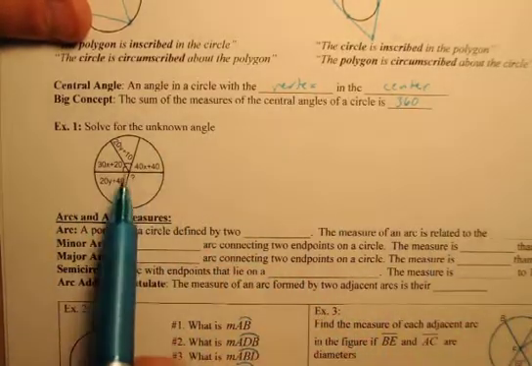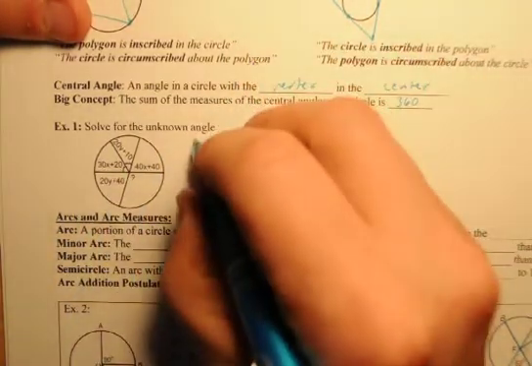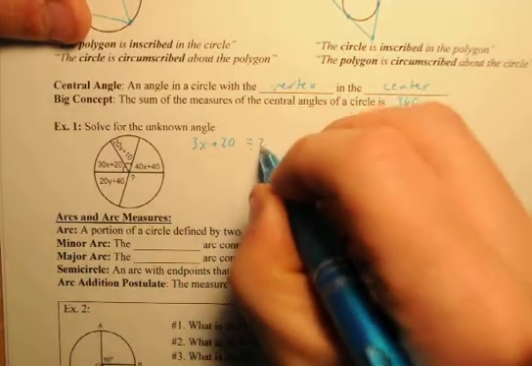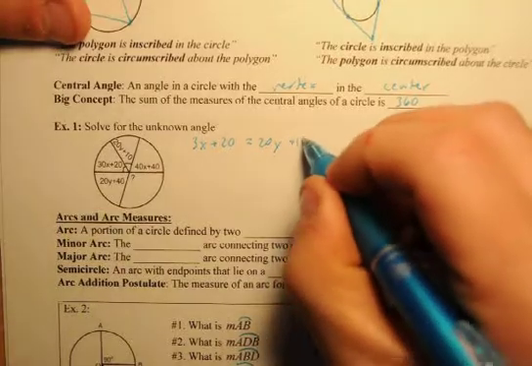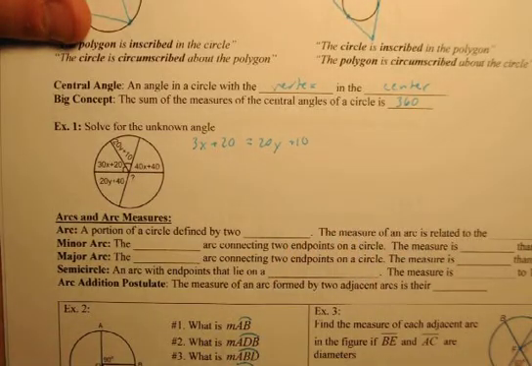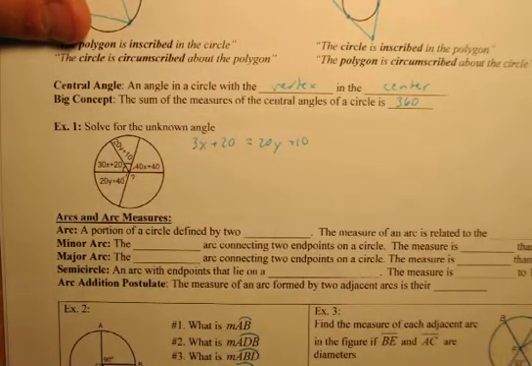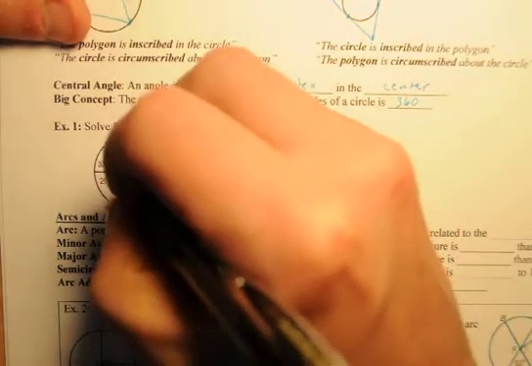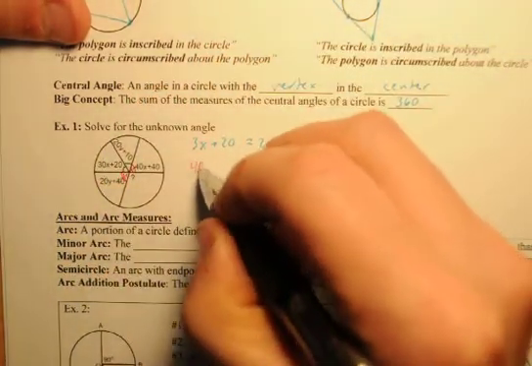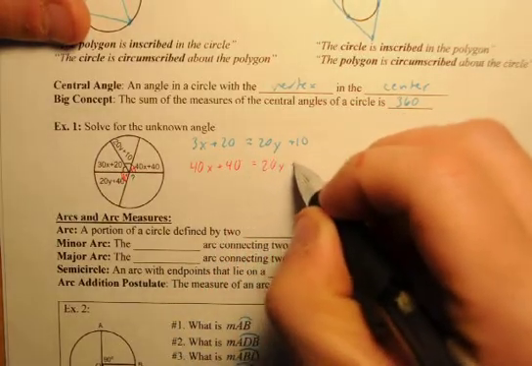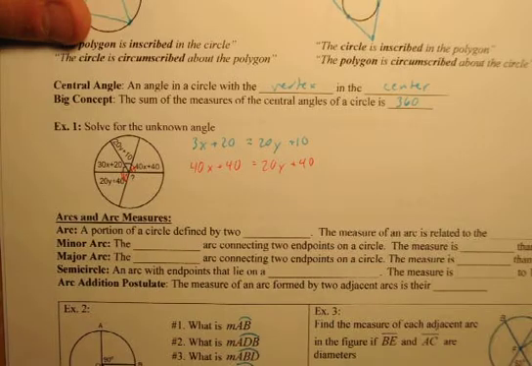The first thing I notice is that these two angles are the same, so I can go ahead and say 3x plus 20 is equal to 20y plus 10. That's a good equation right there. Another equation: I could use these vertical angles. I know that vertical angles are congruent, so I could say 40x plus 40 is equal to 20y plus 40. Alright, there's my system of equations.